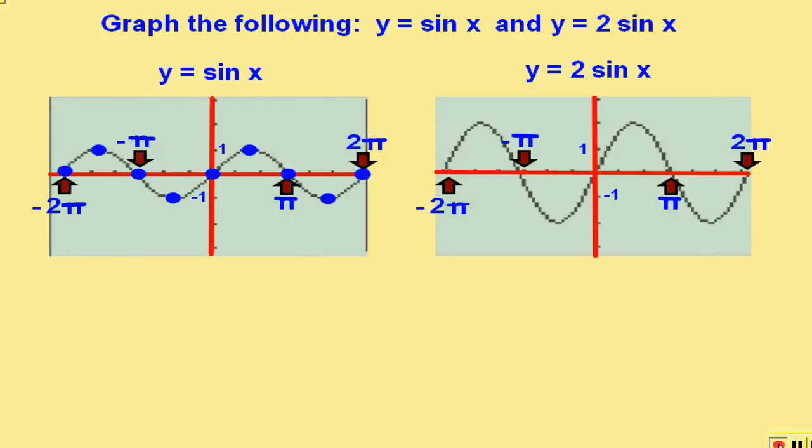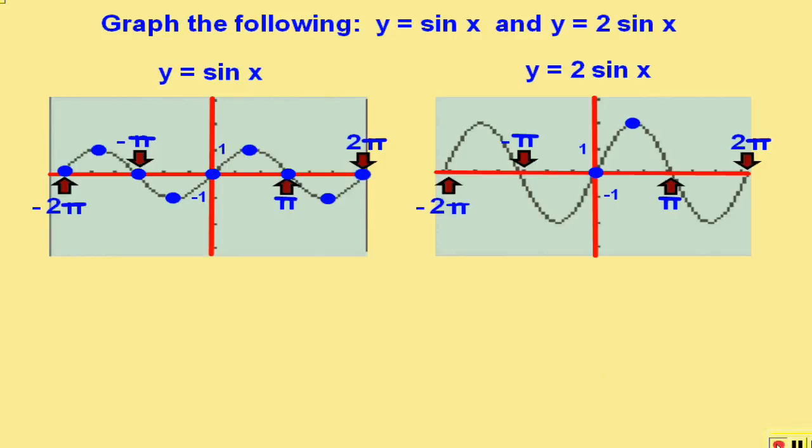Again, going around the unit circle and finding values of sine. When the sine is 0, the answer would be 0, and 2 times 0 is 0. So 0, 0 is on this graph. However, when we go to pi over 2, the sine at pi over 2 is 1, but with the 2 in front of sine x, we are now multiplying the 1 times 2. And so the value at pi over 2 for this equation is 2.